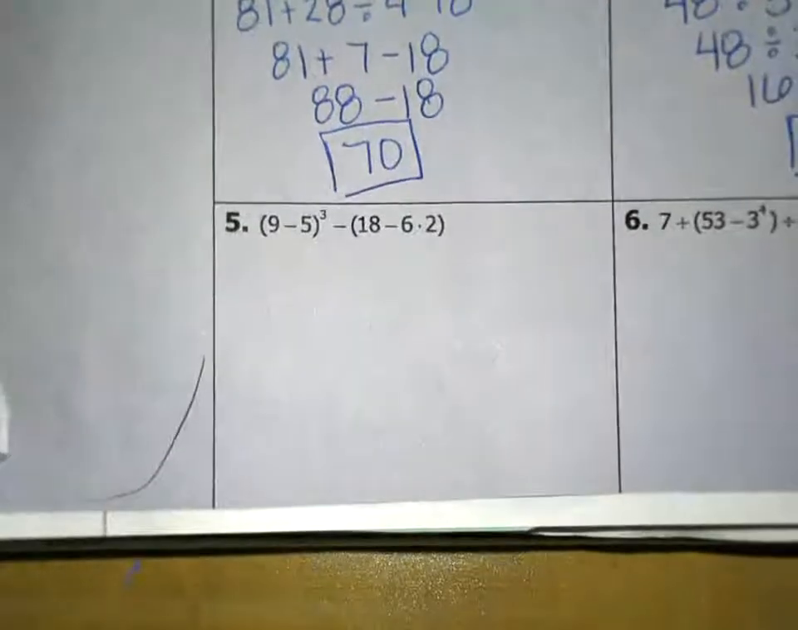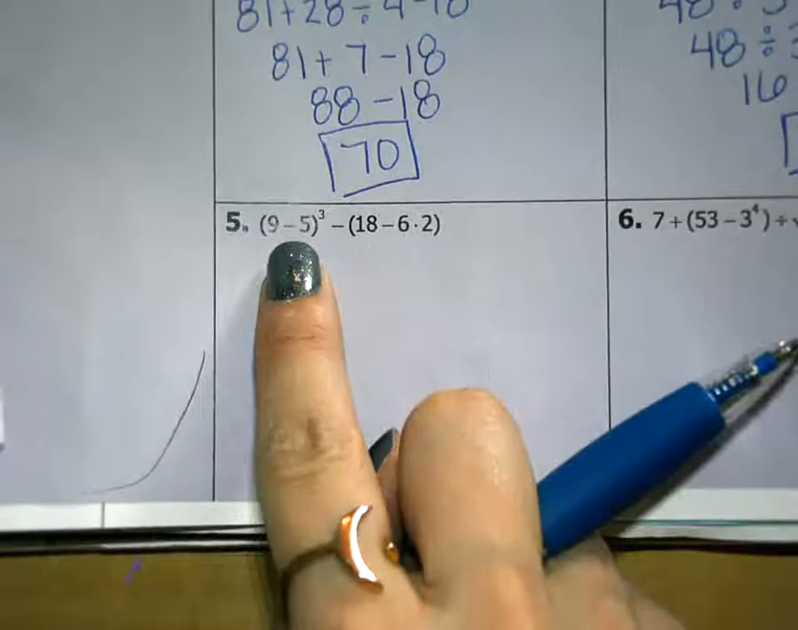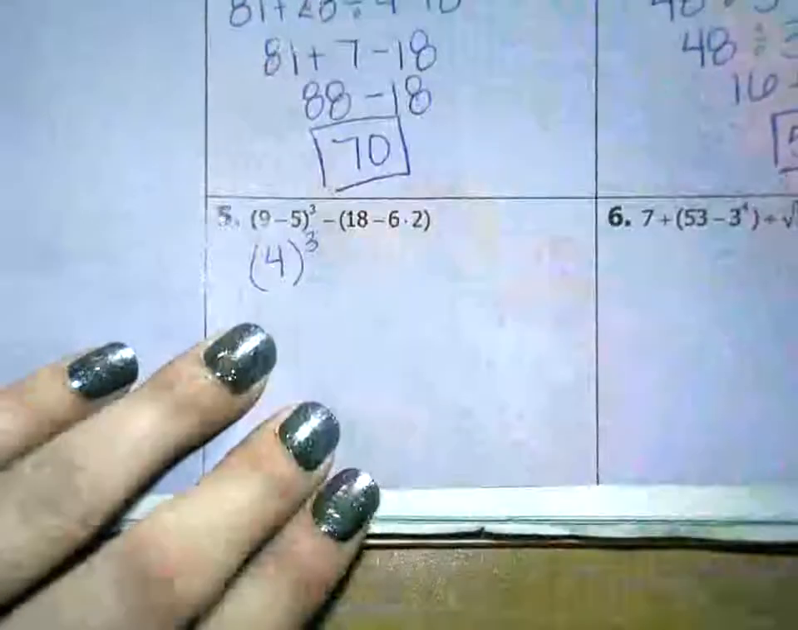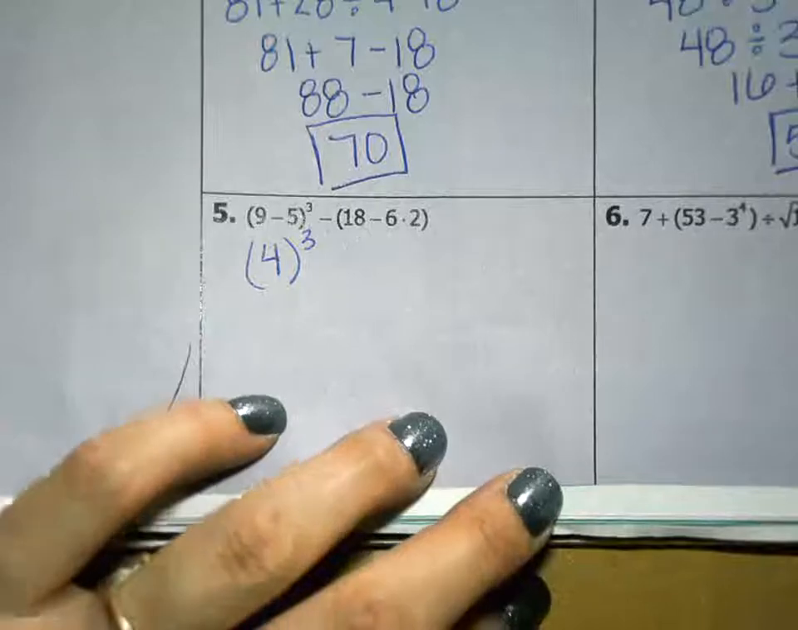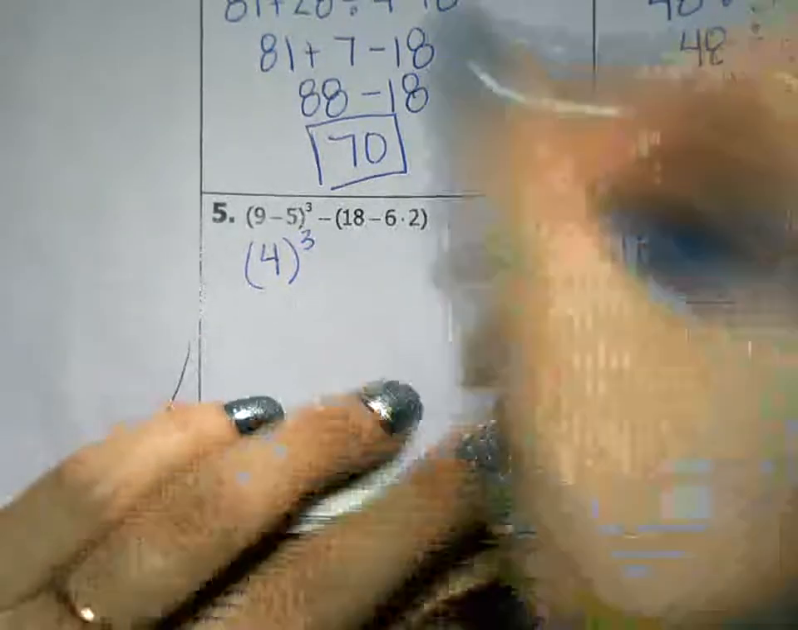Okay, let's go to number 5. What do I do first? Parentheses, the left one. Which one? The left one. So 9 minus 5 is? 4. So it's 4. I'm going to keep it in parentheses because it's to the power of 3. If that power of 3 wasn't there, I could have got rid of those parentheses signs. But otherwise, I'm going to keep it.